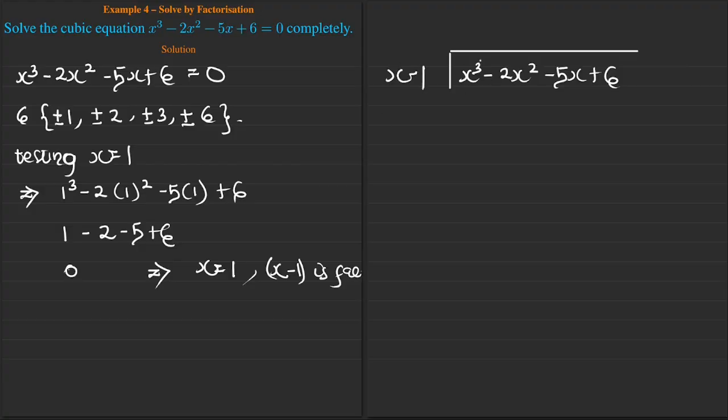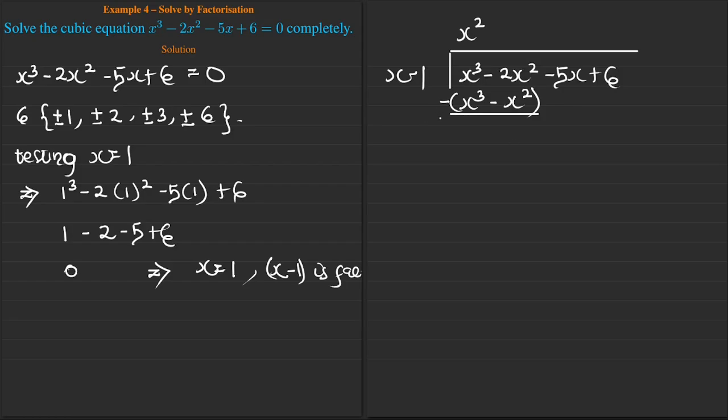x divides x cubed, x squared. Then x squared times x, we have our x cubed. Then negative 1 times x squared gives us a negative x squared. If you have to subtract, what do we have? Negative 2x squared minus negative x squared.